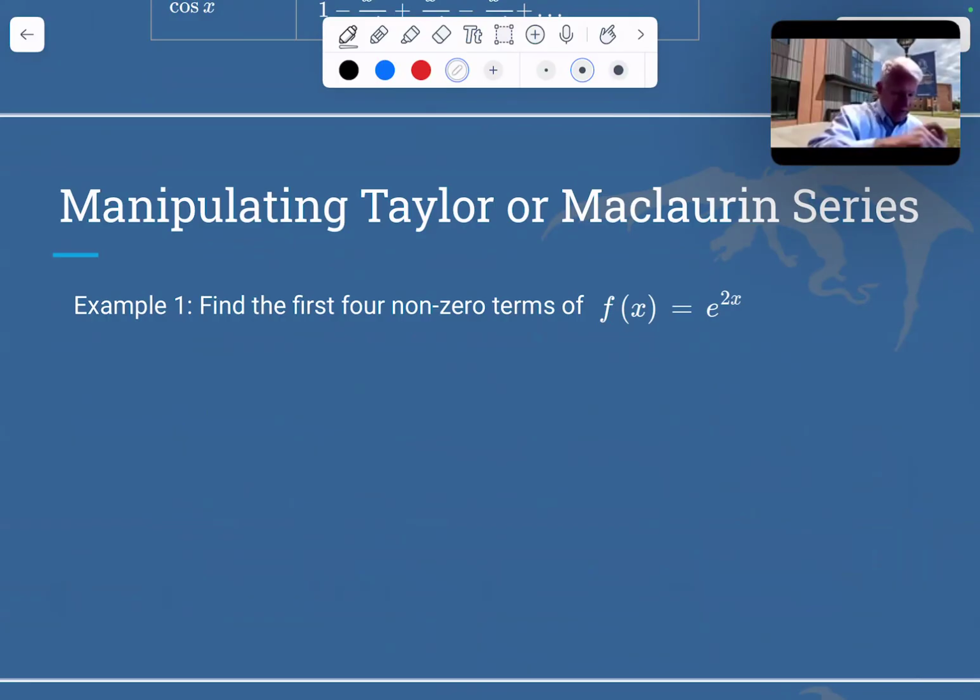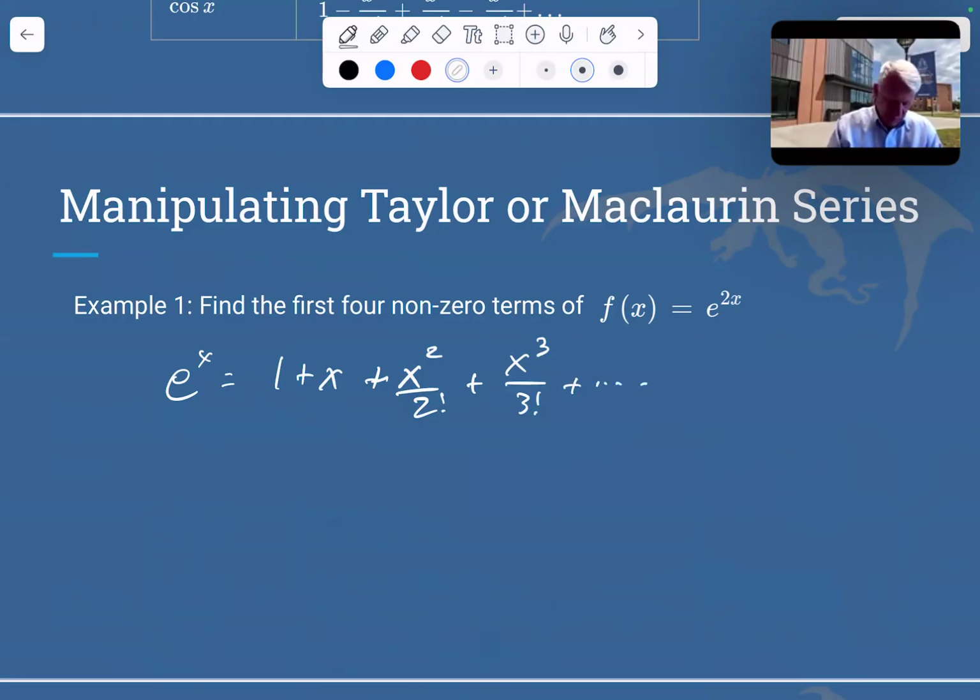It says find the first four non-zero terms of f of x. So you could take derivatives. If you're taking derivatives, though, the one thing that we do know is the Taylor series for e to the x is equal to 1 plus x plus x squared over 2 factorial plus x cubed over 3 factorial plus yada.